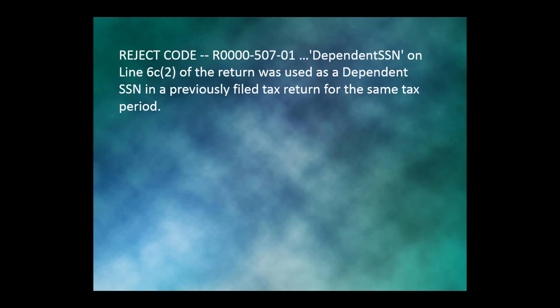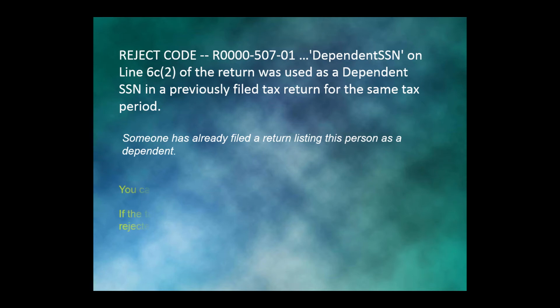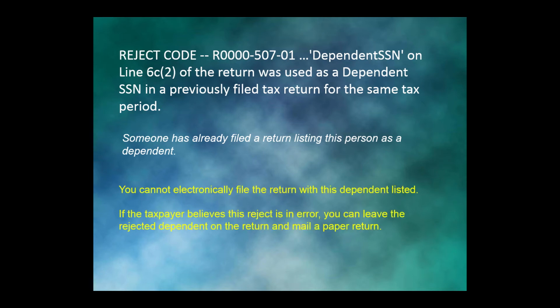Number 4. Reject 507. The dependent Social Security number on line 6C2 of the return was used as a dependent Social Security number in a previously filed tax return for the same tax period. In other words, someone has already filed a return listing this person as a dependent. You're not going to be able to electronically file the return with this dependent listed on the tax return. If the taxpayer believes that this reject is in error, you can leave the rejected dependent on the return and mail a paper return.